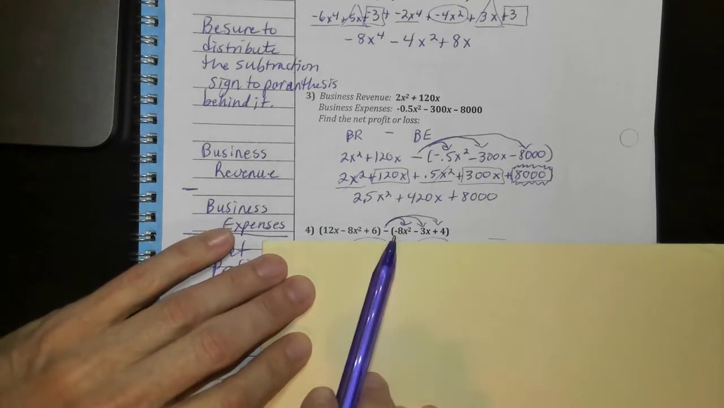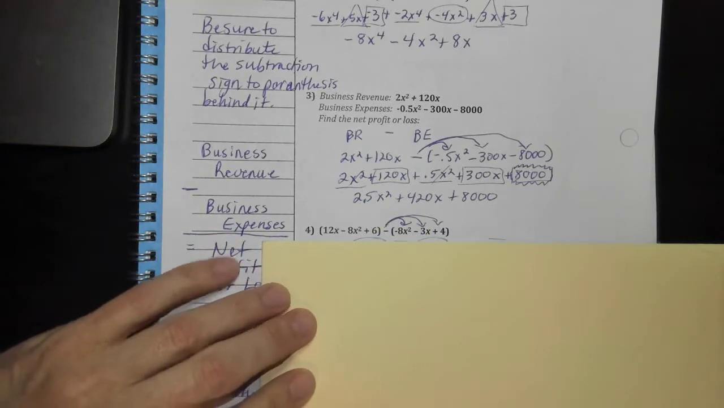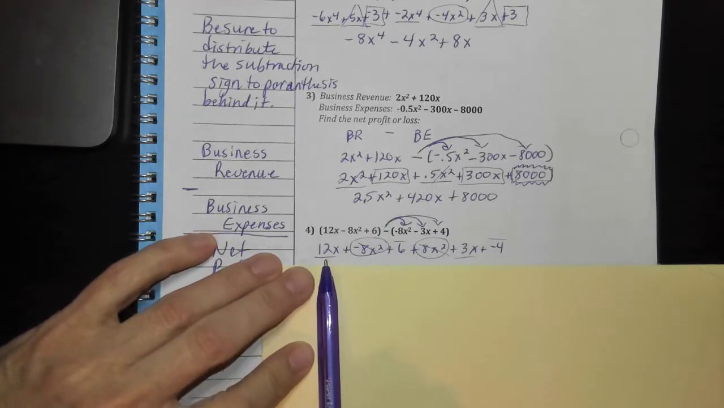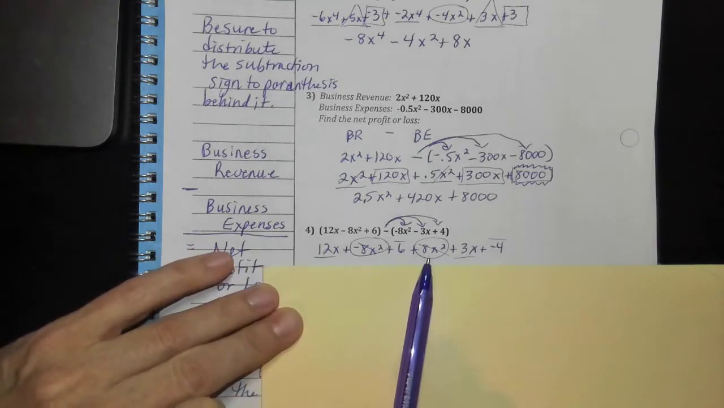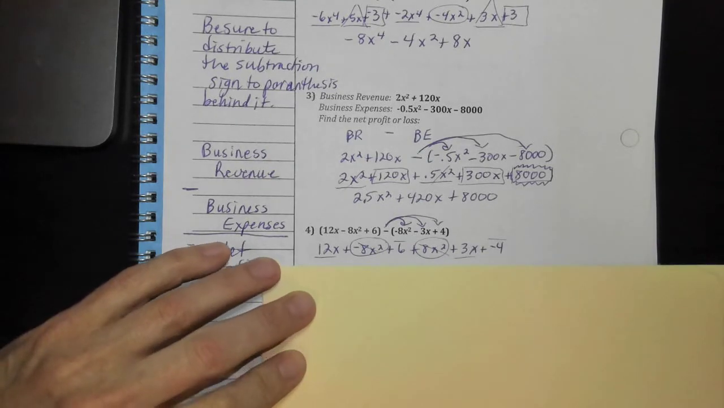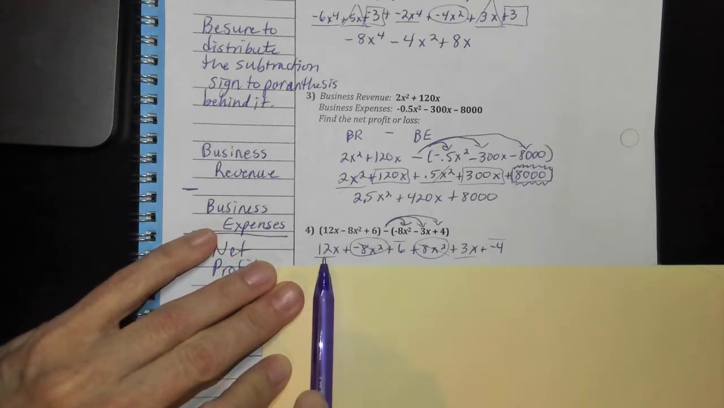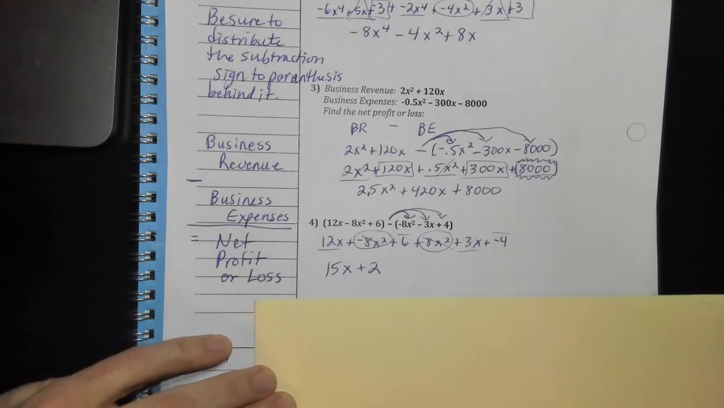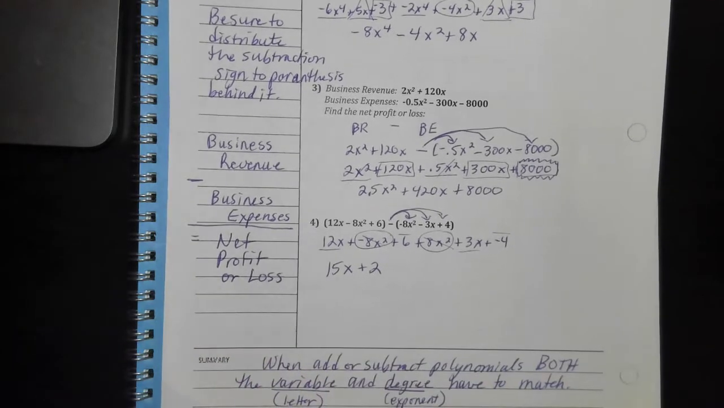Okay, looking at the next one, again, I'm going to distribute the negative sign. And then I'm going to take my result and combine my like terms. I notice that negative 8x squared plus 8x squared goes away. So I don't have to worry about that. Looking at my x terms, I just have a 12x and a 3x, which is 15x's. And my constants are a 6 and a negative 4, which is 2. So 15x plus 2 is what we get as a result.